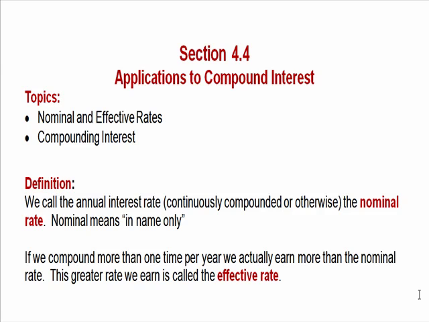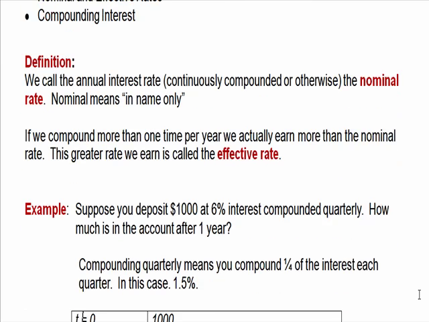Section 4.4, Applications to Compound Interest. In this section, we are going to take a look at what's called nominal and effective rates. We're also going to look at what happens if we compound interest more than one time per year. So let's start with a definition.